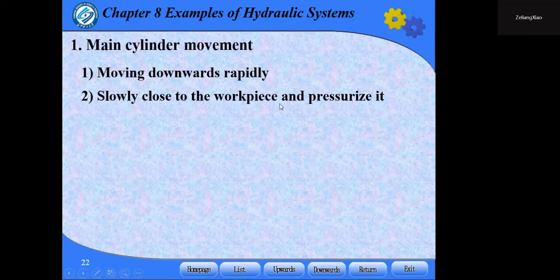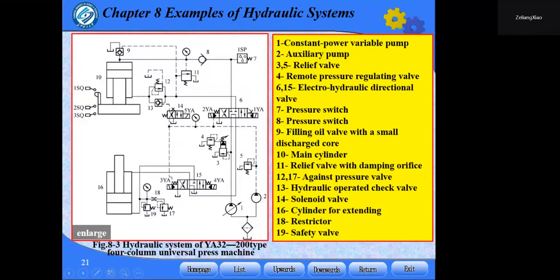As it slowly closes to the workpiece, let's see this picture. When the distance switch SQ is touched by the block on the sliding block, solenoid 5YA is engaged to return valve 6, now to return valve 14, and close valve 16. So then, they return the oil from the main cylinder.